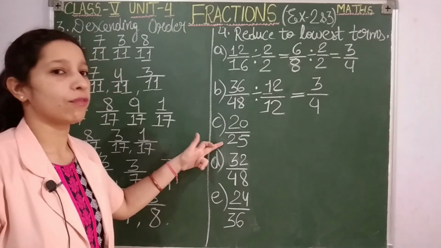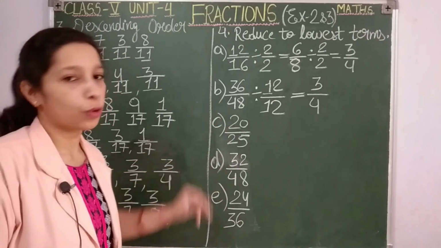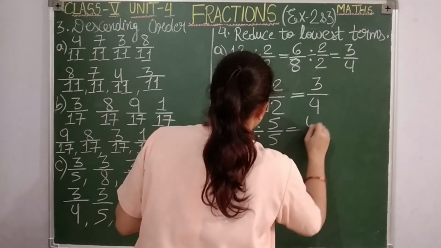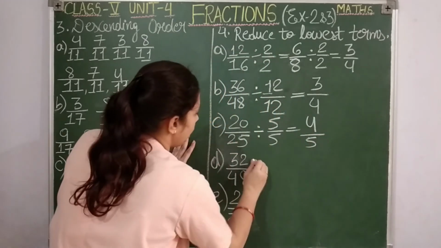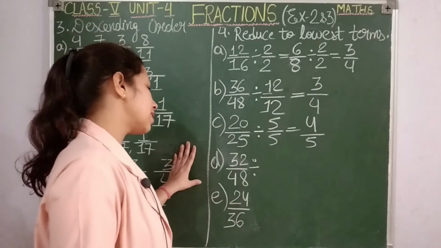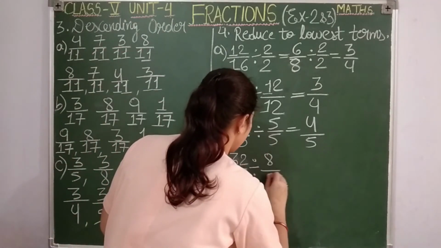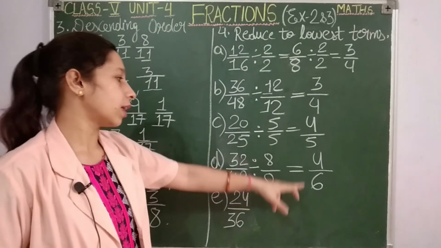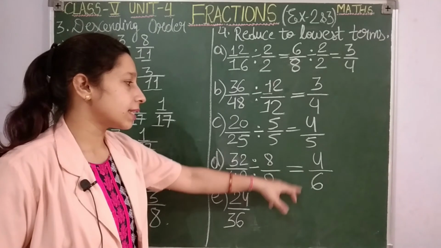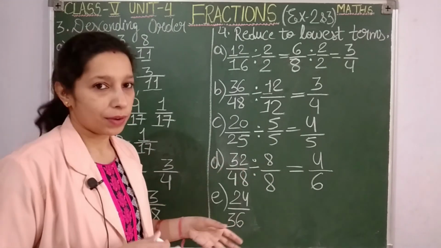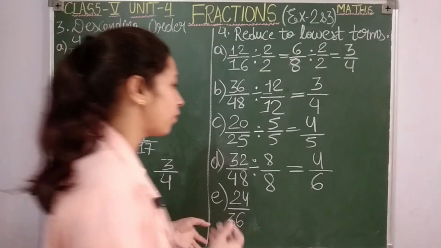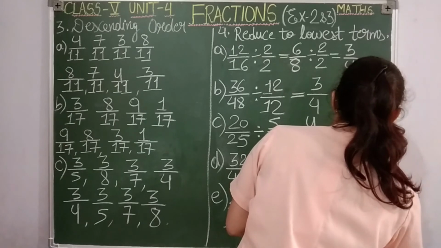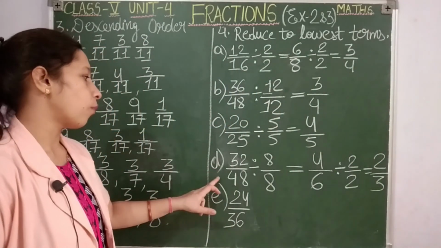Again 20 by 25. What is the common factor that can divide both 20 and 25? Let us divide by 5. What will you get? 5 fours are 20, 5 fives are 25. For 32 and 48, let us divide by 8. 8 fours are 32, 8 sixes are 48. But again 4 and 6 share a common factor other than 1. So let us divide by another common factor, 2. 2 twos are 4, 2 threes are 6. 2 by 3 is the lowest form for 32 by 48.